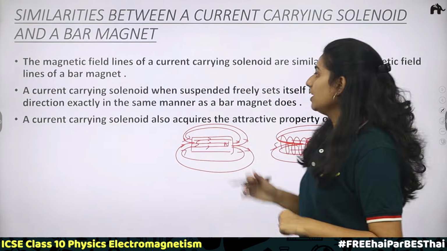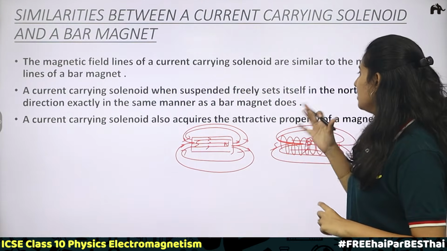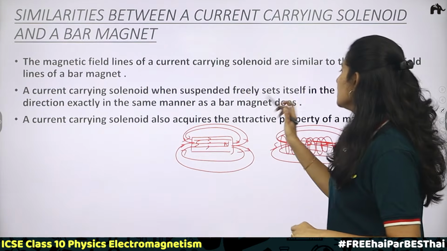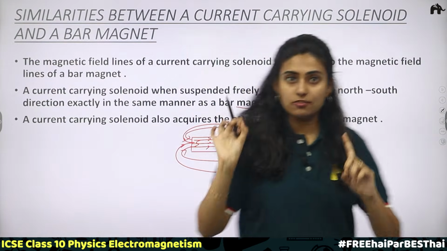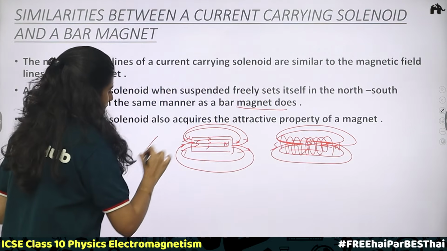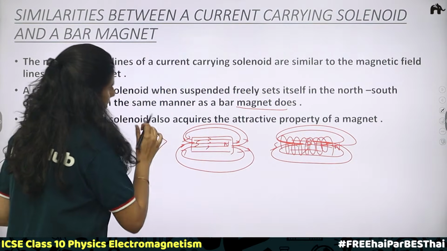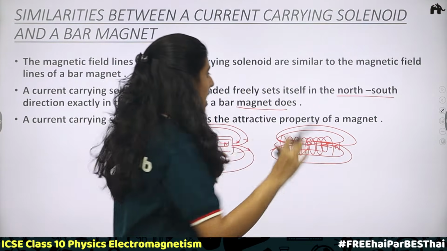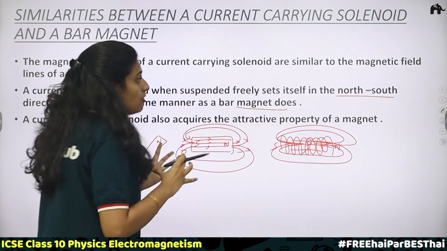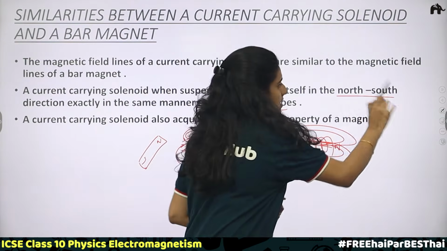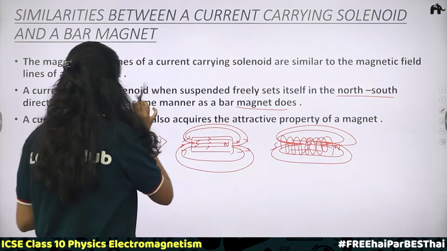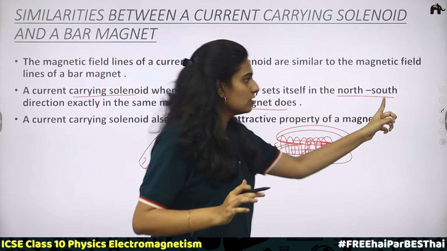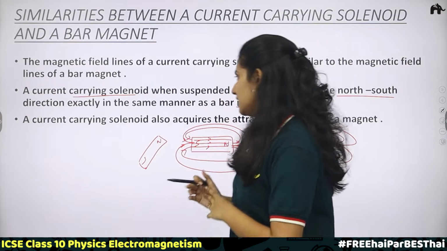The second point, a current carrying solenoid when suspended freely sets itself in the north-south direction exactly in the same manner as a bar magnet does. So, we have discussed in case of bar magnet, always the north pole, south pole, they will be getting arranged in a north-south direction. The bar magnets that are freely suspended, because of Earth's magnetic field, they will get arranged in a north-south direction. Same will be the case of a current carrying solenoid. When freely suspended, it will get arranged in the north-south direction because of the Earth's magnetic field.